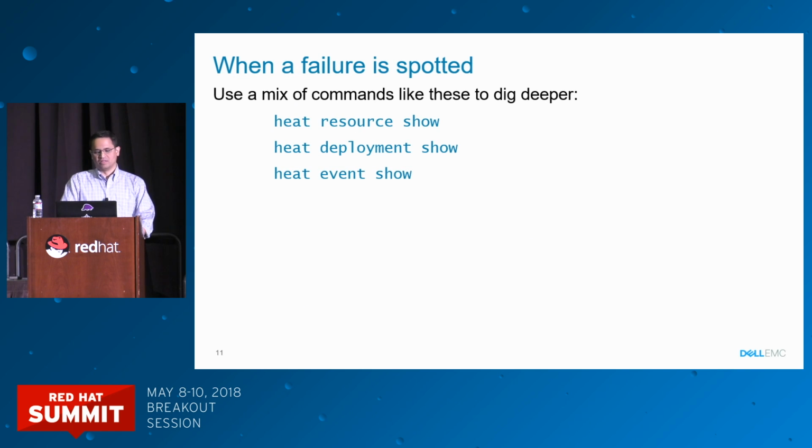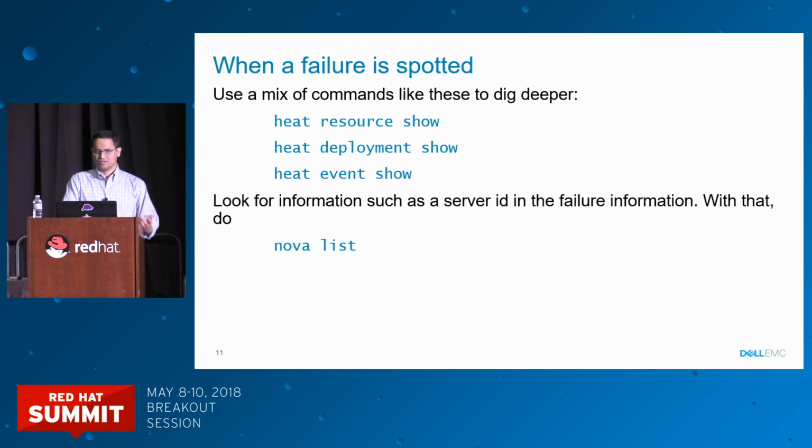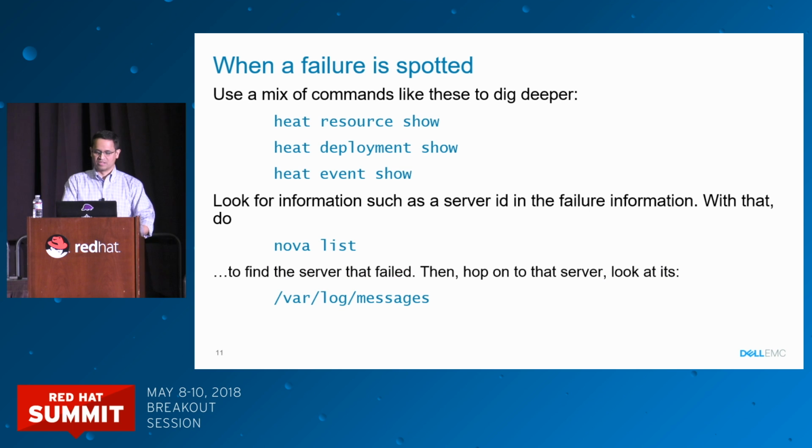So what happens when a failure is spotted? Some of the hints or guidance that we would like to give you is to use a mix of commands here. Heat is applying the deployment logic to all the resources that it has at its disposal. That begins with, does it have all the resources that it needs? So do a resource show. You want to see what the deployment status is. Use heat deployment show, heat event show. As Nova nodes start coming online, do a Nova list.